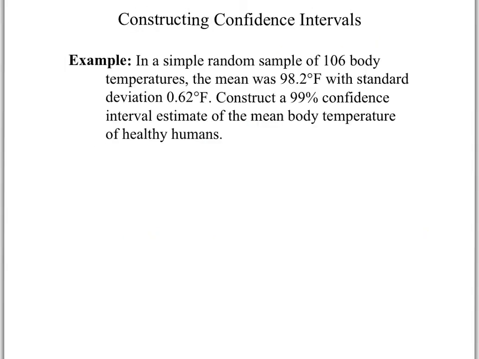So here's an example of a confidence interval problem. It says, in a simple random sample of 106 body temperatures, the mean was 98.2 degrees Fahrenheit with standard deviation 0.62 degrees Fahrenheit. Construct a 99% confidence interval estimate of the mean body temperature of healthy humans. So first off, identifying what we have going on in this problem. We're looking for a 99% confidence interval for the mean.